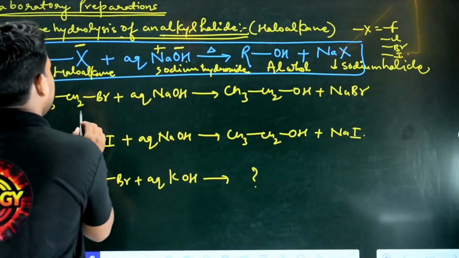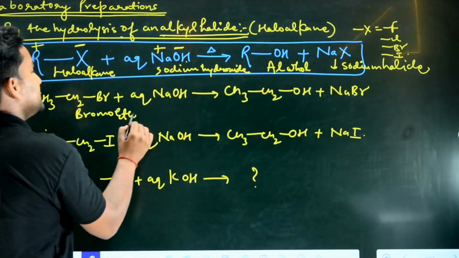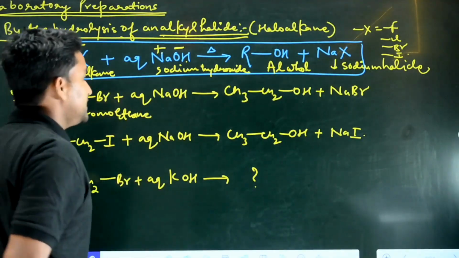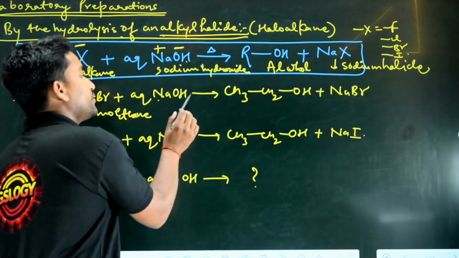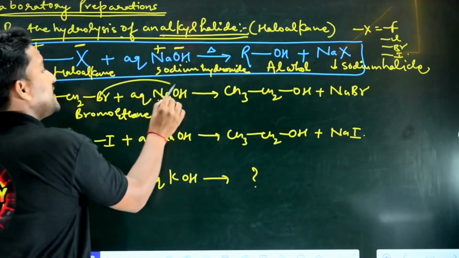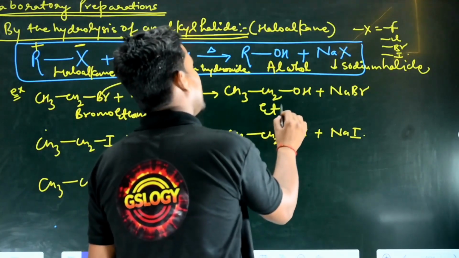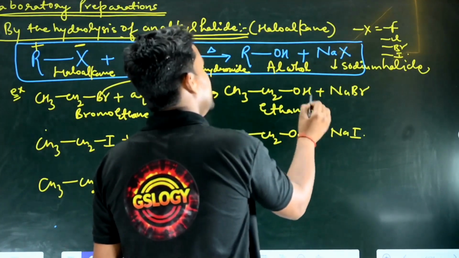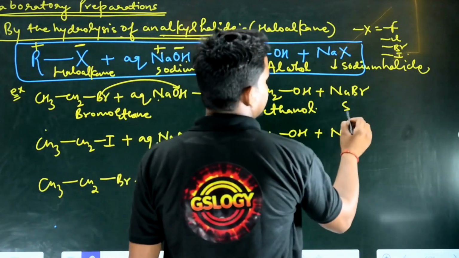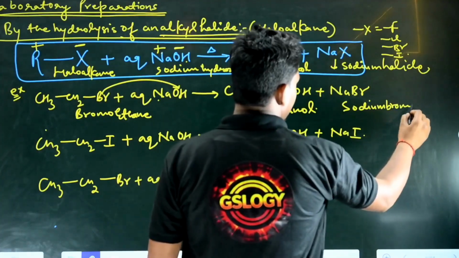Example: bromoethane treated with aqueous NaOH. Then Br is replaced by the OH. Then it will form ethanol, and sodium bromide.